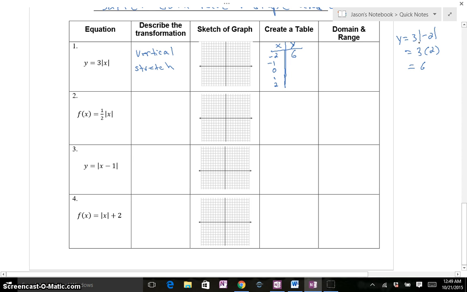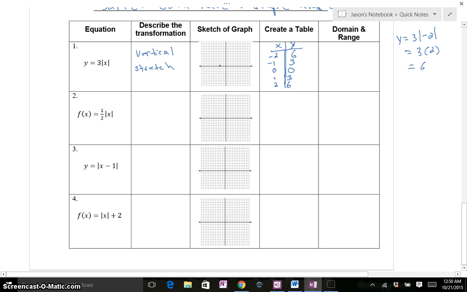So -1 is +1. That's going to give us 1 times 3, which is 3. Absolute value of 0 is 0, still going to be 0. 3 times 0 is 0. Absolute value of 1 is 1, times 3 is 3. Absolute value of 2 is 2, times 3 is 6 as well. So, a little bit bigger numbers.